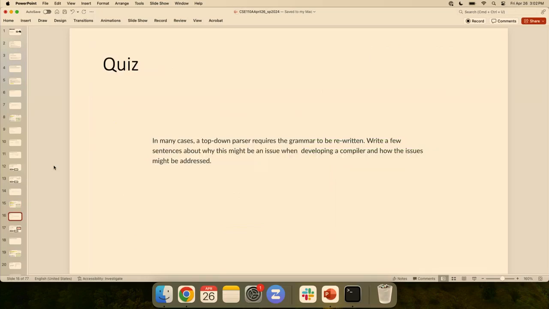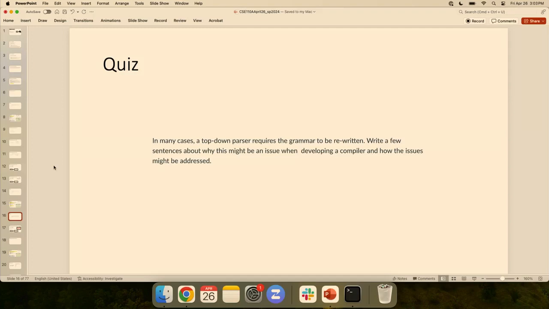Okay, so some of you are at this point in the homework right now, and this is really what we've been talking about quite a bit. And you actually have hands-on experience with this playing around with ply. This says, in many cases, a top-down parser requires the grammar to be rewritten to avoid left recursion, for example. So, when you're developing a compiler, do you want your grammar to be written in a non-left recursive way, or do you want to use a different algorithm?